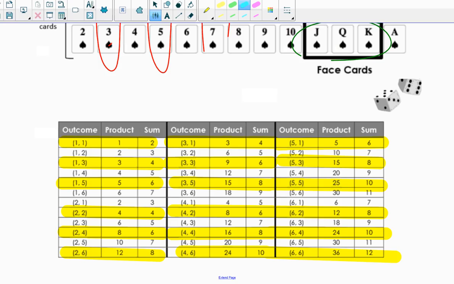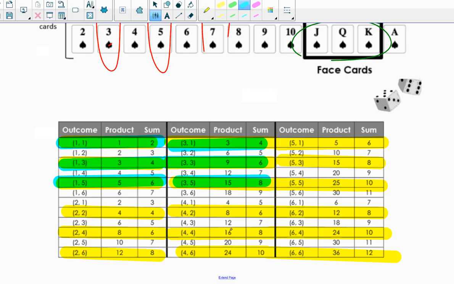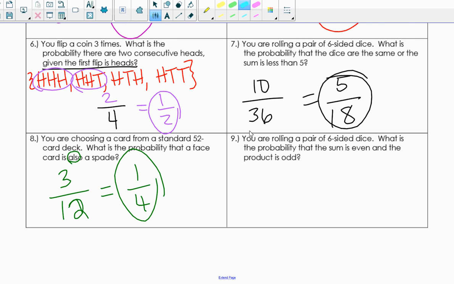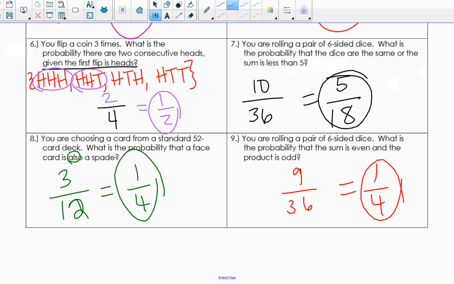And then we want the product to be odd. So this has an odd product. This has an odd product. This has an odd product. These do not. This does, this does, this does. Those don't. These, and these. So we're looking for the overlap, which is 9 of those. So our answer would be 9 out of 36, which is 1/4.